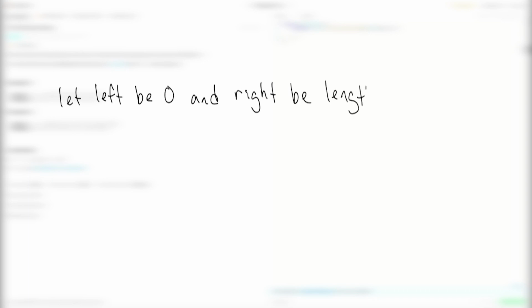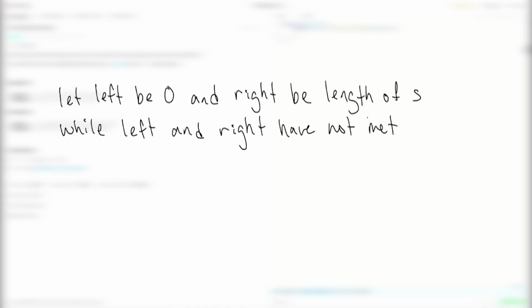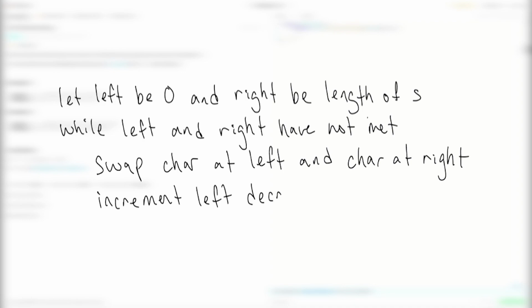Then you can swap the values at both pointers until they meet in the middle. Let's go ahead and take a look at the pseudocode and walk through before hopping over to LeetCode. So for our pseudocode, we're going to start out by saying let left be 0 and let right be length of s. And we want to say while right and left have not met yet, we're going to swap char at left and char at right. And finally, we're going to increment left and decrement right.